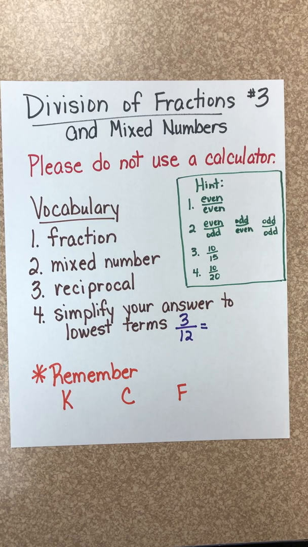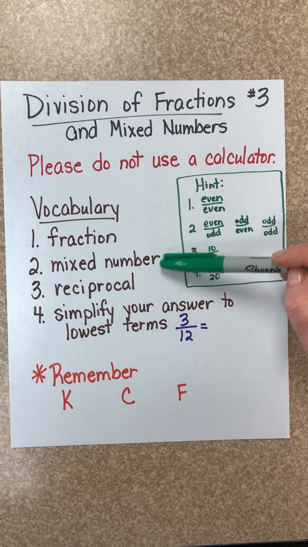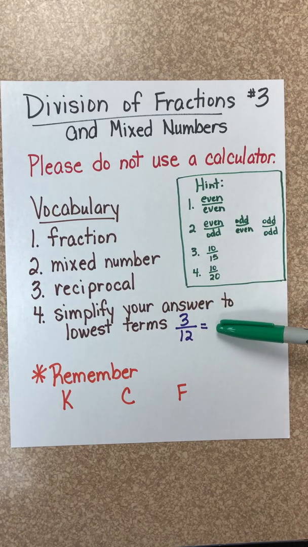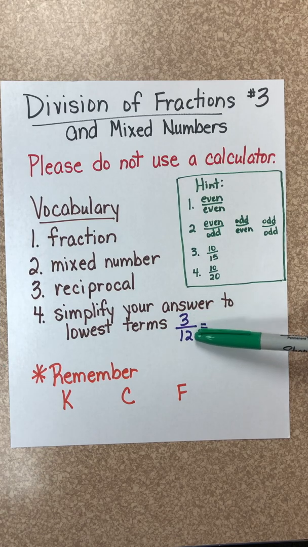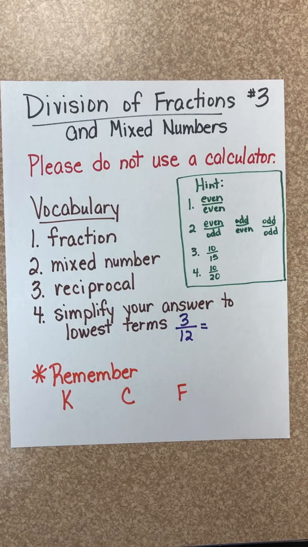Let's begin by looking at our vocabulary. We have fraction, mixed number, reciprocal, and again, we're going to look at simplifying your answers to lowest terms with this example, 3/12. Before we do this, let's go back to our hints that we looked at in the last video.